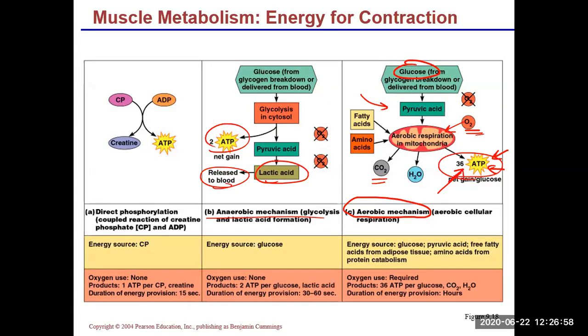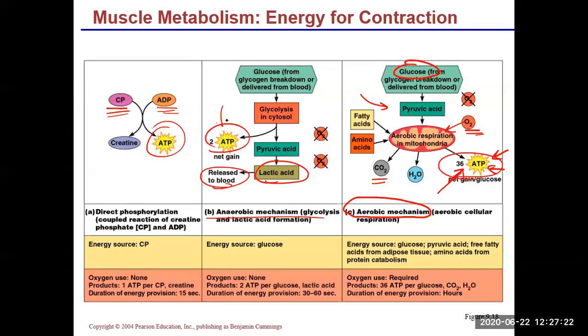And the last one that we discussed, where you get very little ATP, is by breaking creatine phosphate, which is CP. As a result, you could put one of these phosphates onto the ADP, and you're going to get one ATP. So again, look at it: creatine phosphate, 1 ATP.